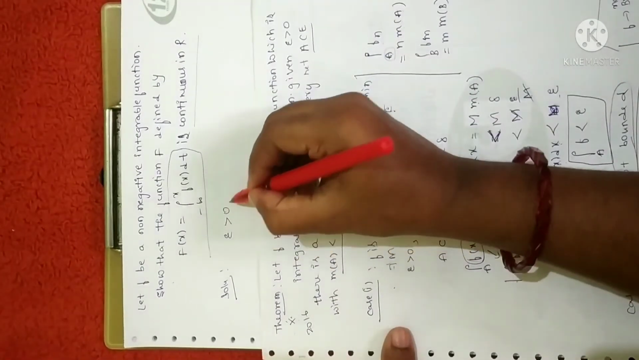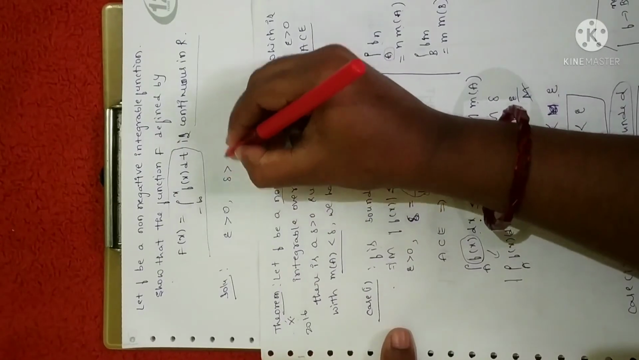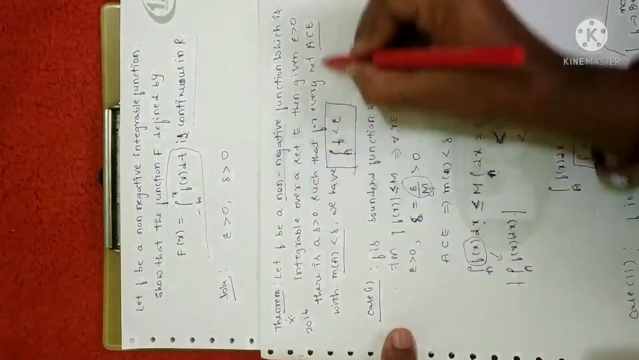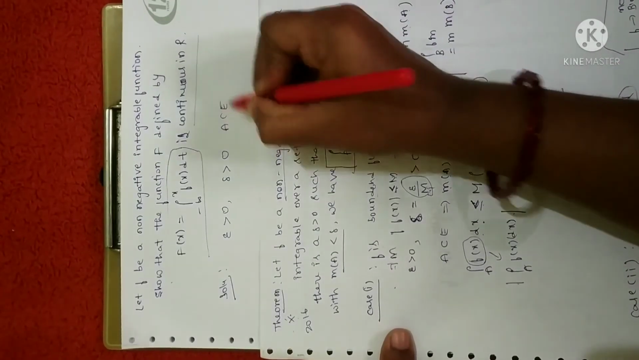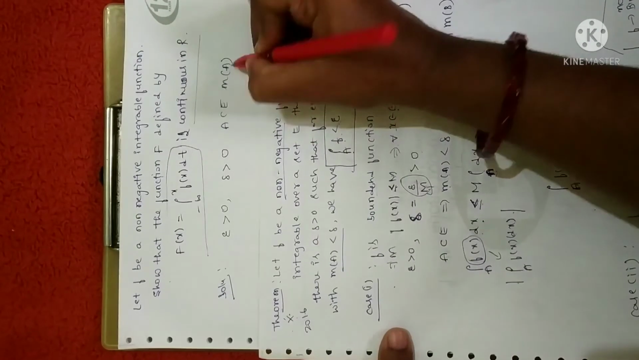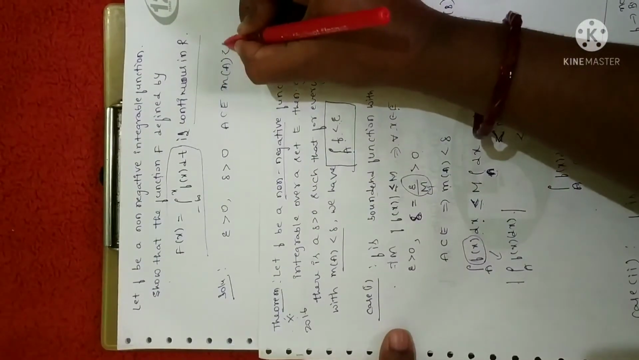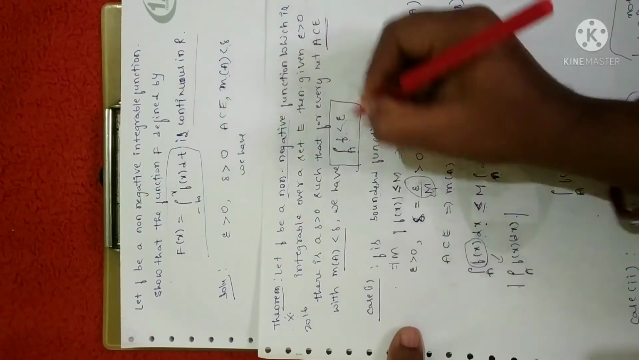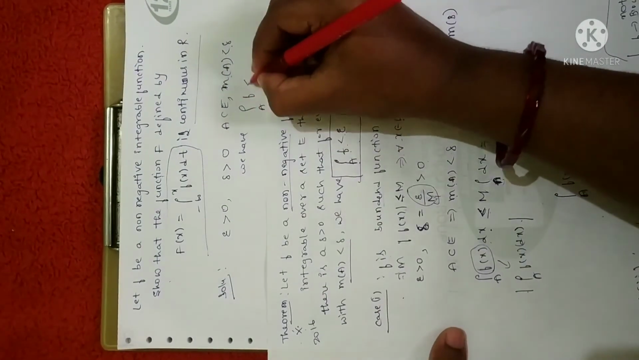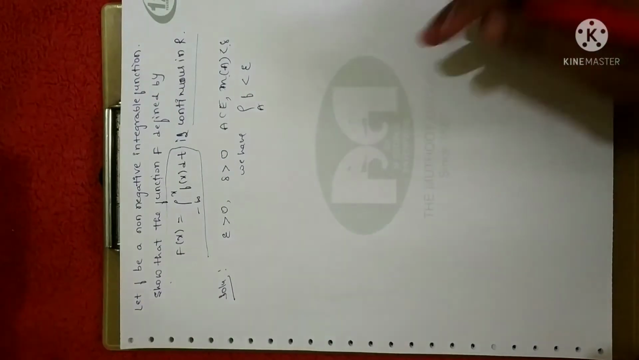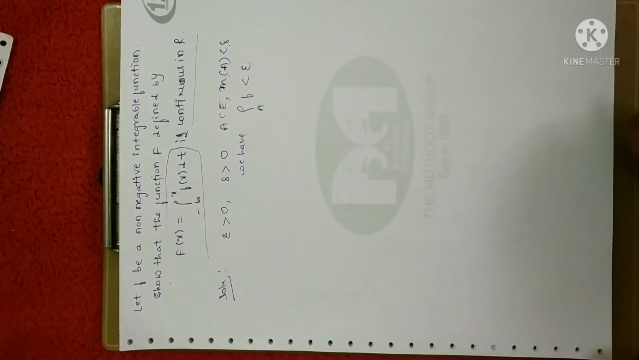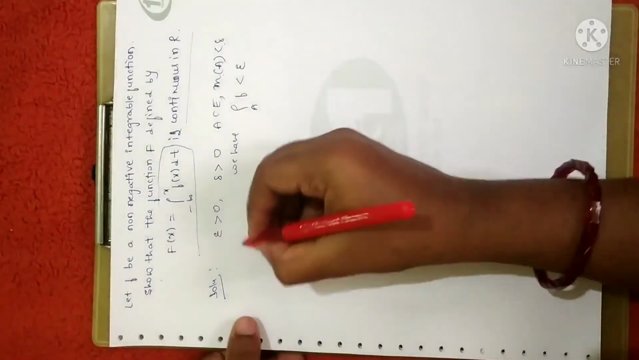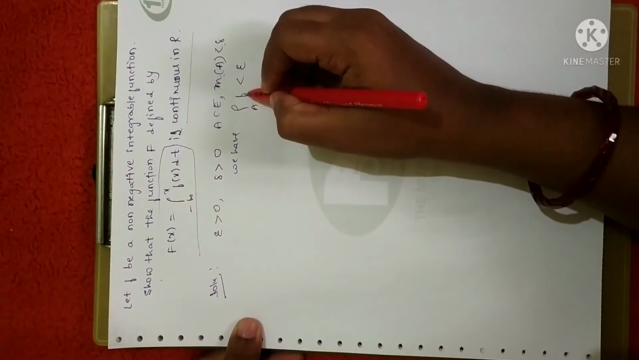So from the theorem, for every epsilon greater than 0 there exists delta greater than 0 such that, if A is a subset of E and the measure of A is less than delta, we have the integral over A of f is less than epsilon. I am skipping the wordings and just writing the mathematical forms. This is what we have from the theorem I have just proved.